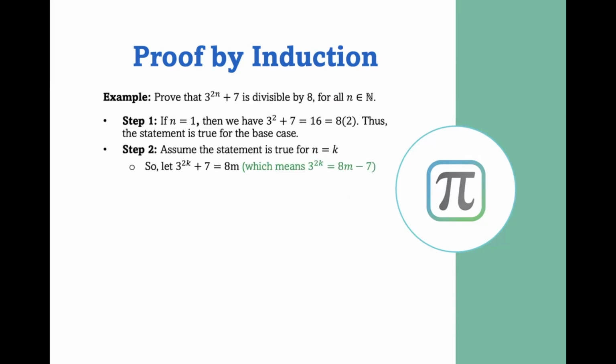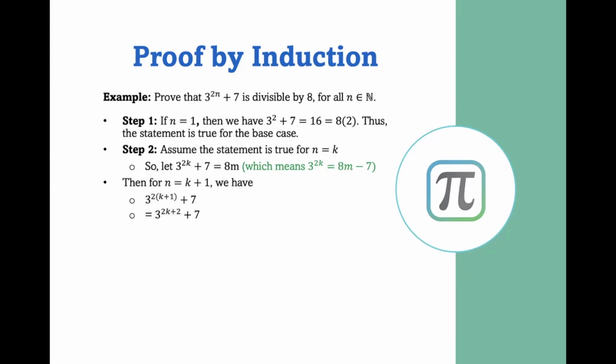Then we move on to step 2. So assume the statement is true for n equal to k. We substitute in k. So we have 3 to the power of 2k plus 7 equals 8m, some kind of multiple of 8. And I've added in brackets here a rearrangement of this equation, and we'll need this in a moment. For n equal to k plus 1, we have 3 to the power of 2 and then in brackets k plus 1, plus 7 at the end.